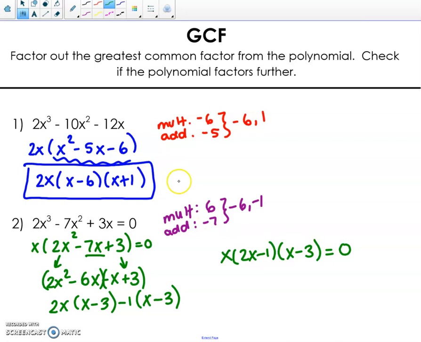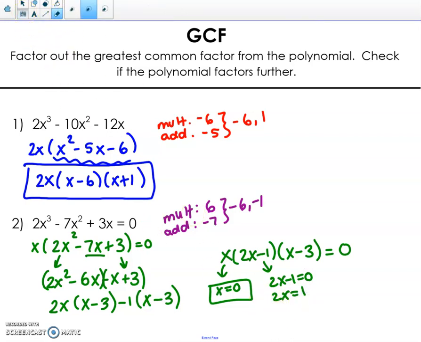If the question was just to factor it, we would leave it like this. Since we're solving it, we're going to set each of these to 0. So we have x equals 0. That's one answer. We have 2x minus 1 equals 0. So we add 1, 2x is equal to 1. Divide by 2. So we get x is equal to 1/2.